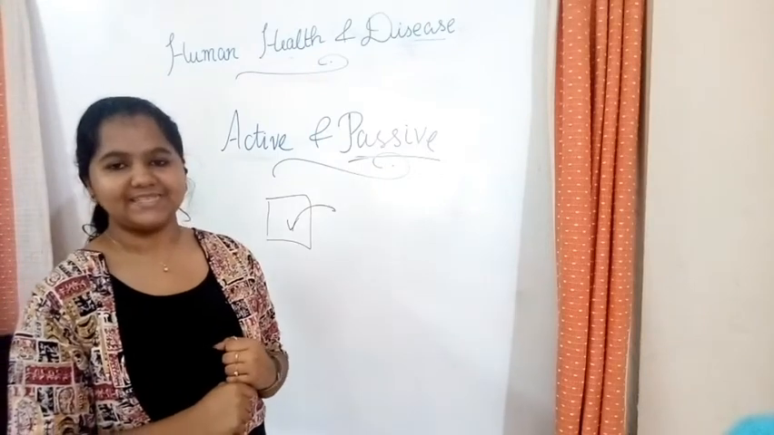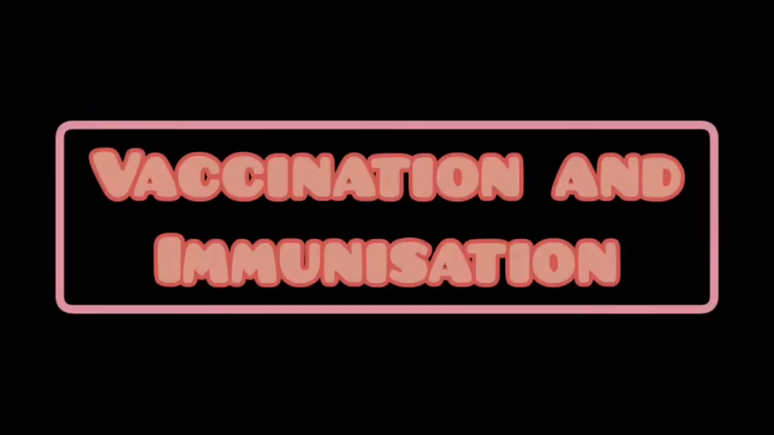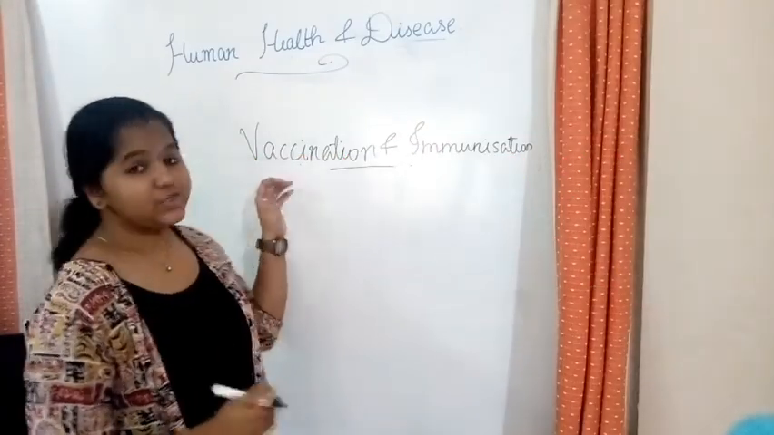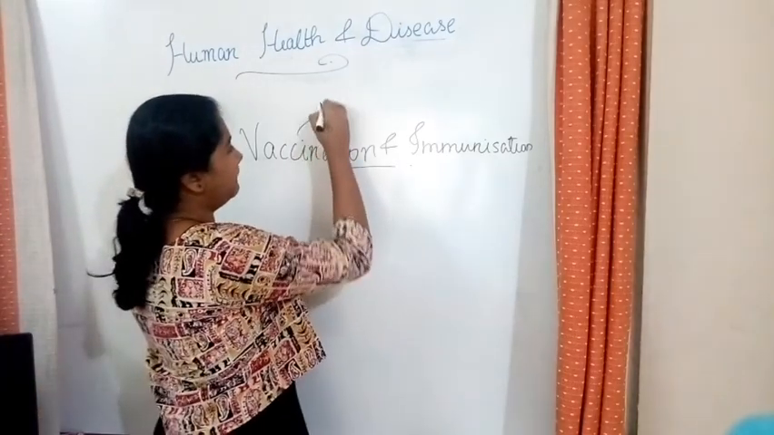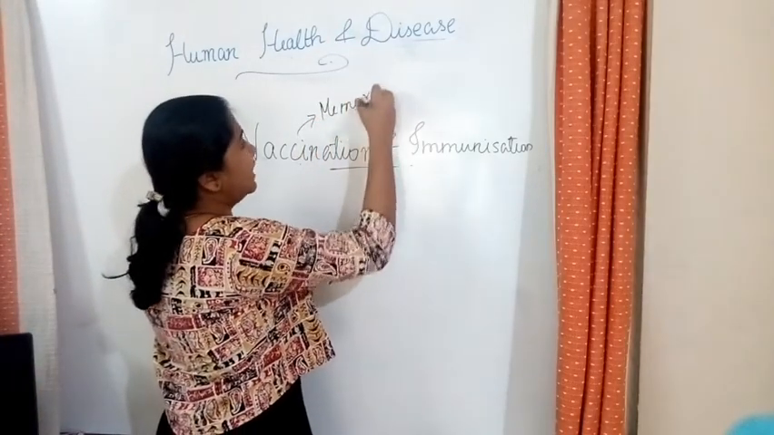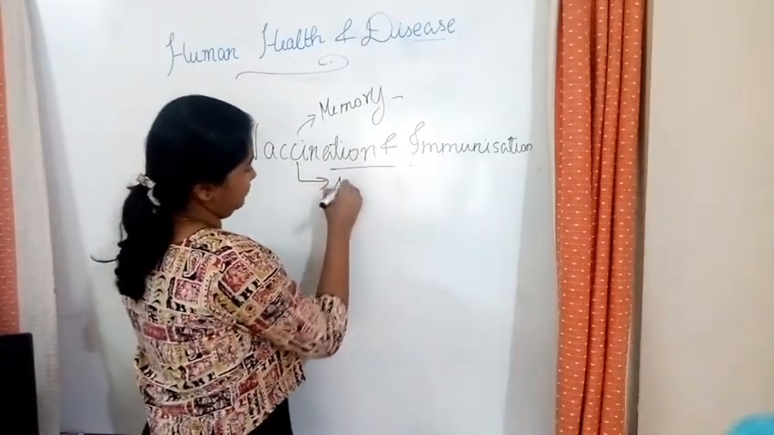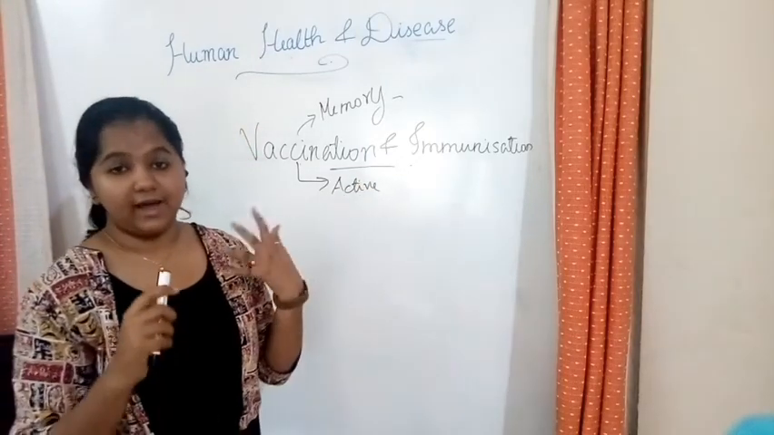So next we will be discussing vaccination and immunization. Vaccination works on the property of memory. And vaccination is an active immunization. So what is this vaccination?